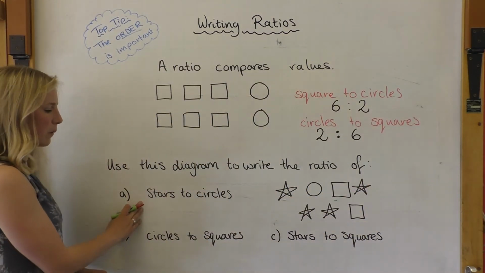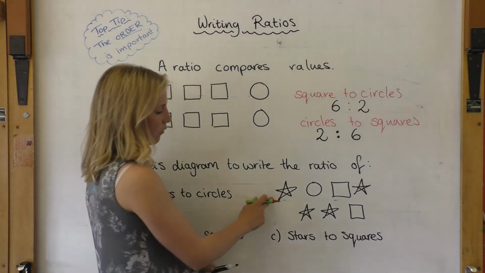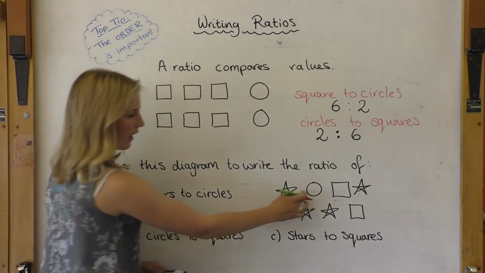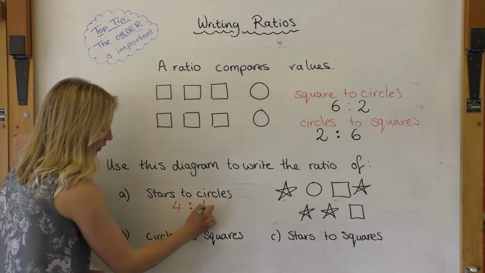So my first one I want to write is the stars to circles. Well, I can see that I have 1, 2, 3, 4 stars, and I have 1 circle. So I'm going to write 4, colon, 1.